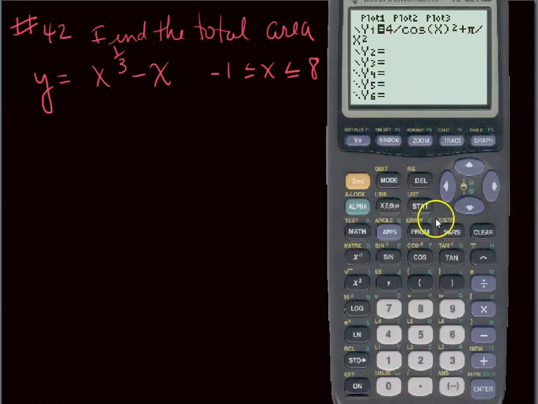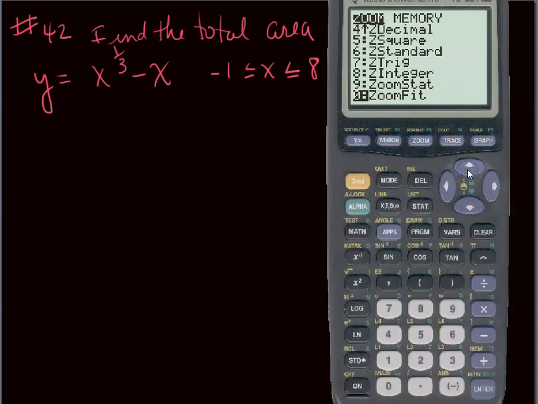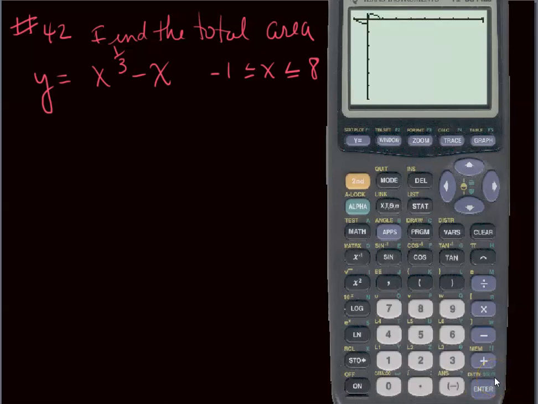Let's go into y equals, clear out this stuff. Cube root of x, or x to the 1/3. Let's put it in parentheses. Minus x outside the parentheses. We're going to do our window from -1 up to 8. I think 1 is a good scale. Zoom, fit. See what happens. Got to wait for this to get done. There we go. Okay.